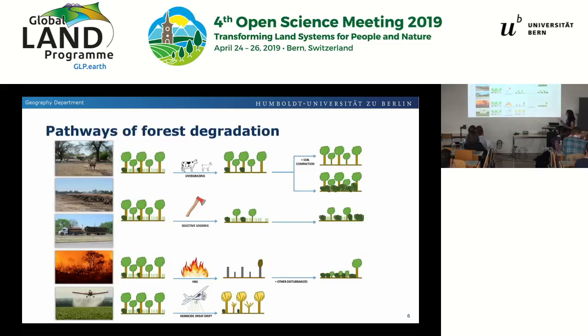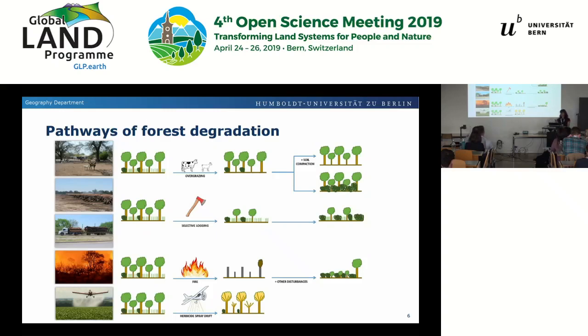I used this information to conceptualize the pathways of forest degradation in the Chaco. So here you see the four land use practices that I listed before. And in this graph, you can see both the short-term effect of those practices on the forest, but also the output on a longer term in terms of forest structure.